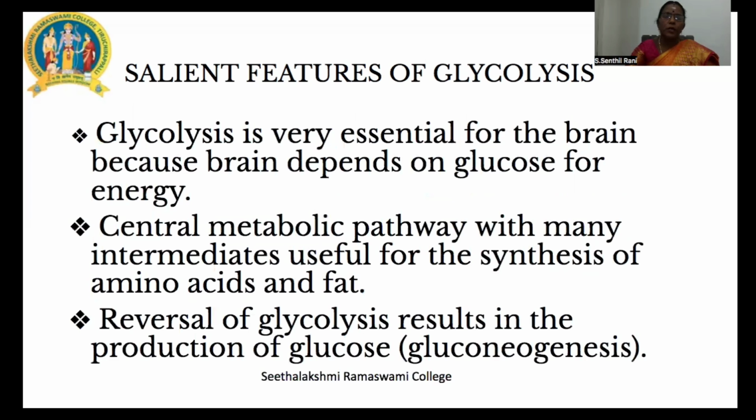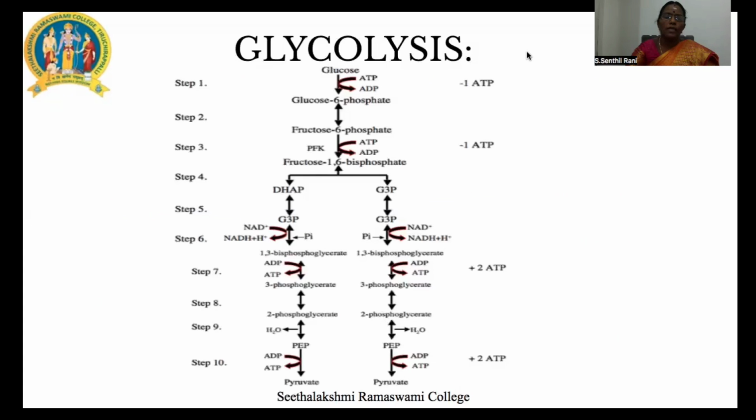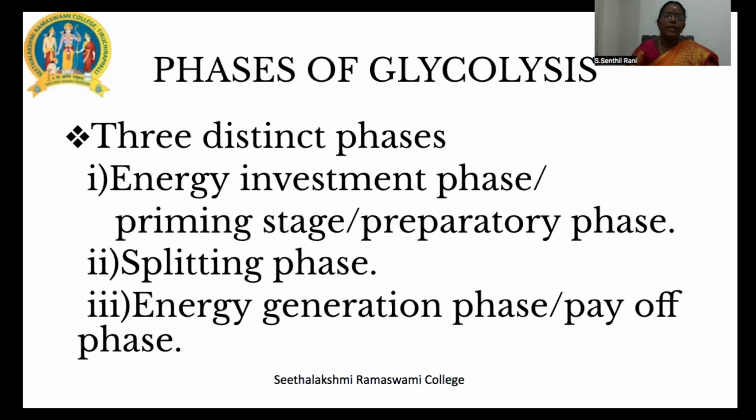So, glycolysis is very essential for the brain because the brain depends on glucose for energy. It is a central metabolic pathway with many intermediates useful for the synthesis of amino acids and fat. Reversal of glycolysis results in the production of glucose, which is known as gluconeogenesis. Glycolysis mainly involves 10 steps. Now, let us see the phases of glycolysis. There are 3 distinct phases of glycolysis. First, the energy investment phase, or priming stage, or preparatory phase. The second phase is known as the splitting phase, and the third phase is the energy generation phase or payoff phase.